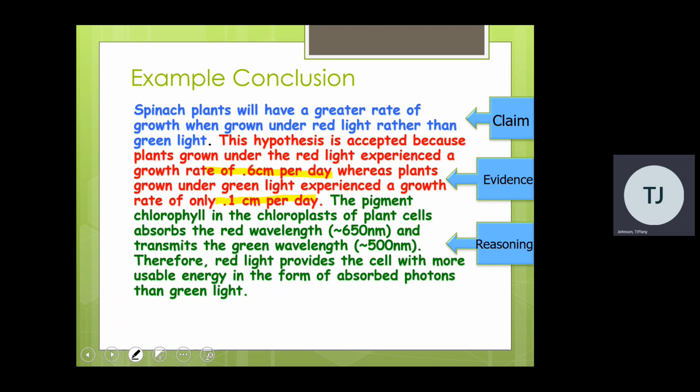And then here's your scientific reasoning. The pigment chlorophyll in the chloroplasts of plant cells absorbs the red wavelength and transmits or reflects back the green wavelength. Therefore, red light provides the cell more usable energy in the form of absorbed photons than green light. Okay, and that's the truth. That's the reason why.